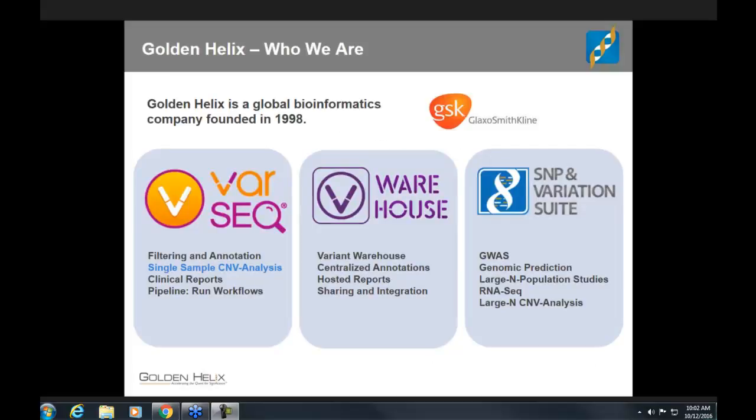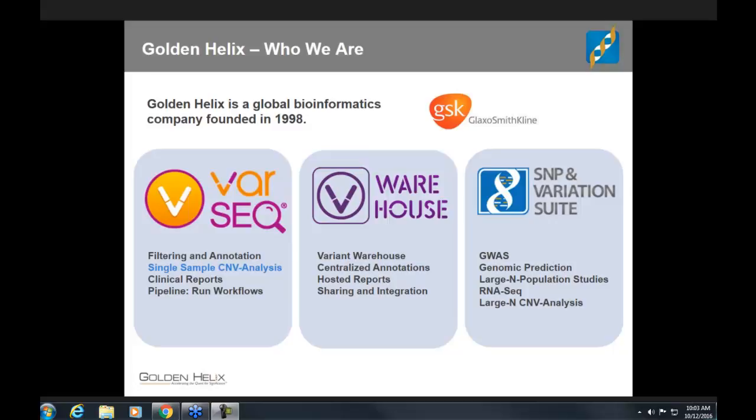So a little bit about Golden Helix. Golden Helix has a track record spanning all the way back to 1998 of serving not only the clinical market, but the research and pharma market as well. One of our early stakeholders has been GlaxoSmithKline, and at the moment this is essentially how the Golden Helix product portfolio looks. On the left we have VARSeq.